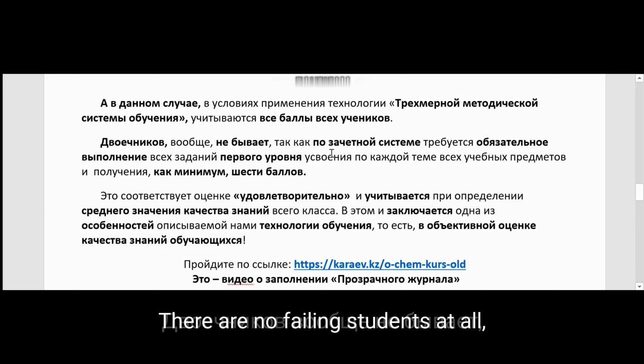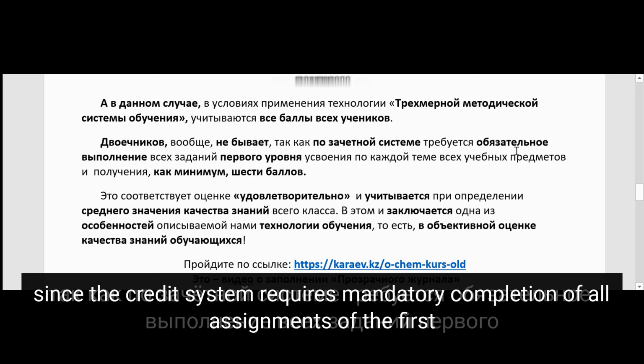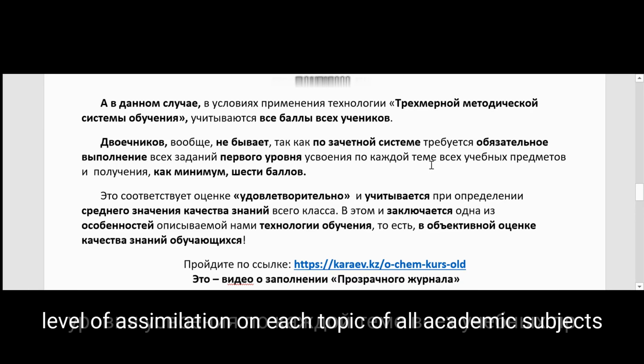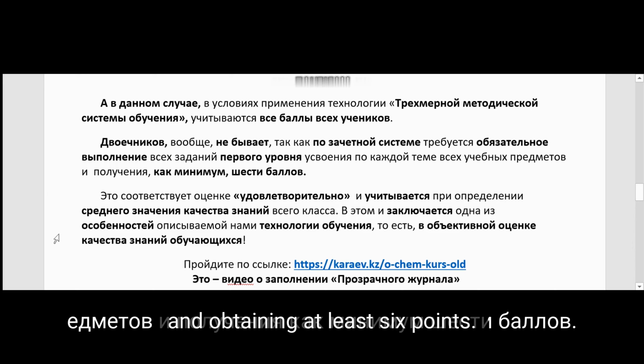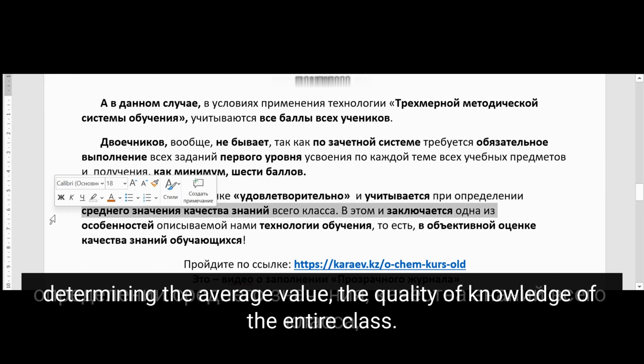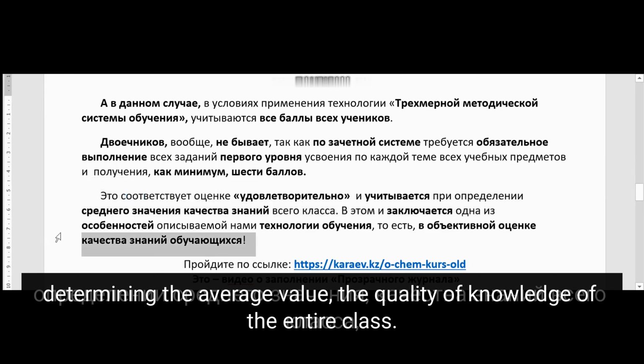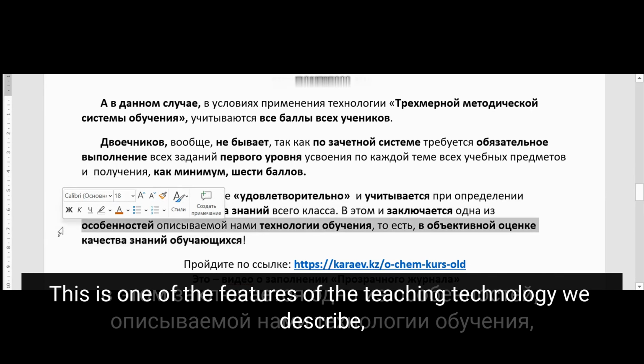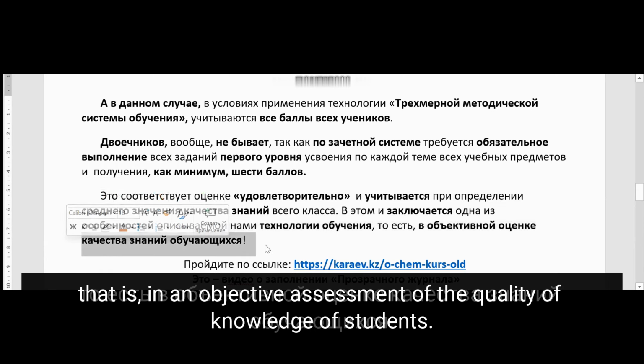There are no failing students at all, since the credit system requires mandatory completion of all assignments of the first level of assimilation on each topic of all academic subjects, and obtaining at least 6 points. This corresponds to the assessment of satisfactory and is taken into account when determining the average value, the quality of knowledge of the entire class. This is one of the features of the teaching technology we describe, that is, an objective assessment of the quality of knowledge of students.